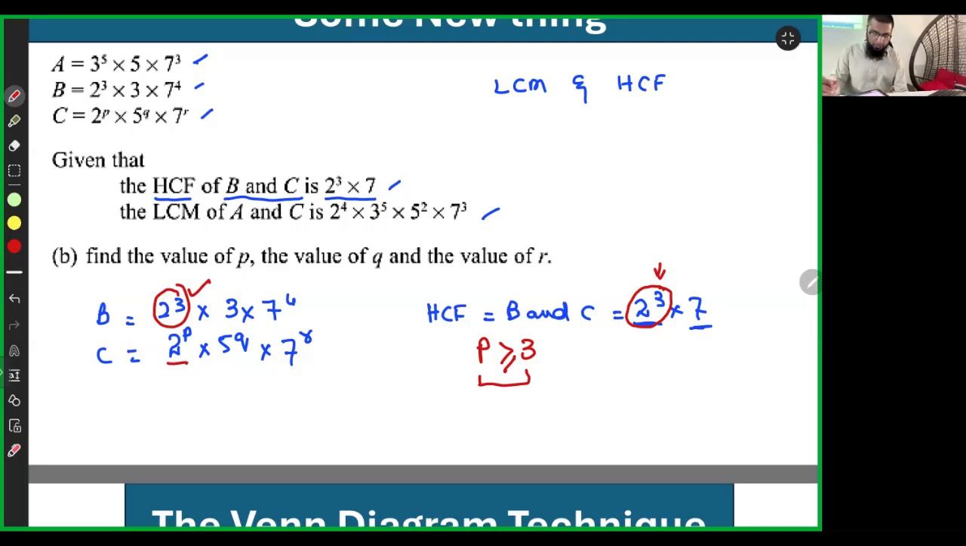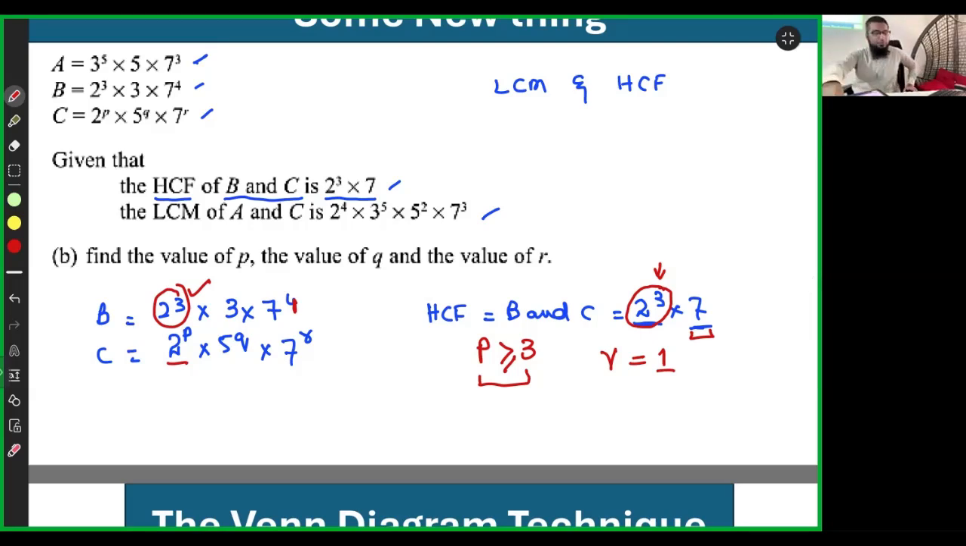ठीक है. Okay. What about 7? You are having 7 raised to the power 4 and 7 raised to the power R. So what will be the information regarding R? R must be equal to 1. R is equals to 1. So we are 100% sure that R should be equals to 1. ये हम 100% sure क्यों हैं? Anyone?